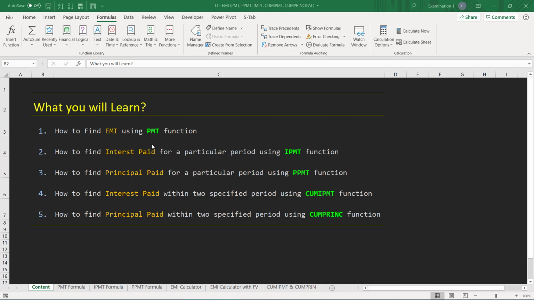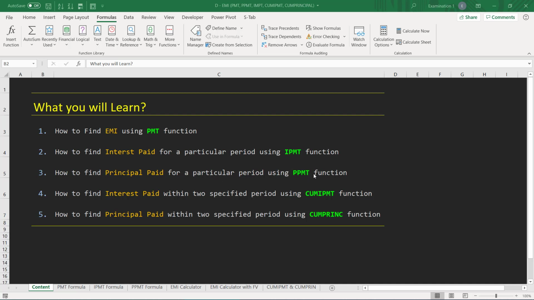And whenever you pay an EMI, a certain part of it goes to the bank as interest and some part of it goes to the bank as principal amount. Now how to find the particular part which you are going to pay to the bank as interest? That is what we are going to find out by using the IPMT function, and the principal in a particular period is going to be calculated using the PPMT function.